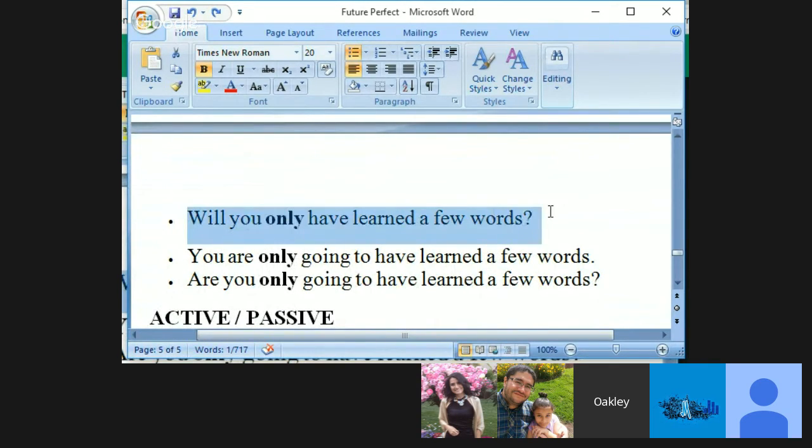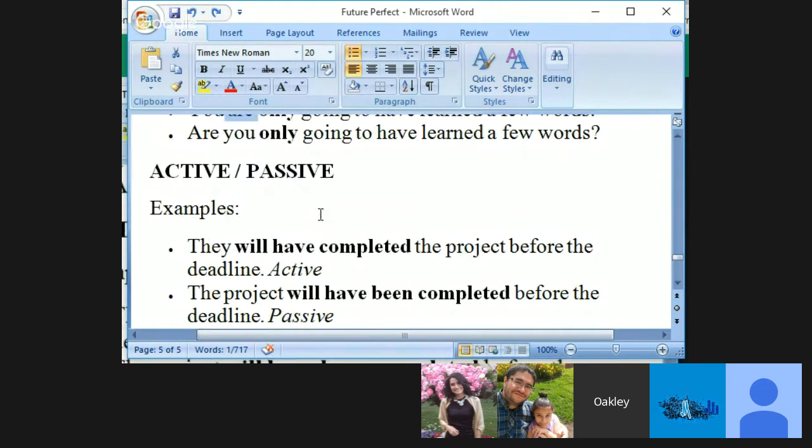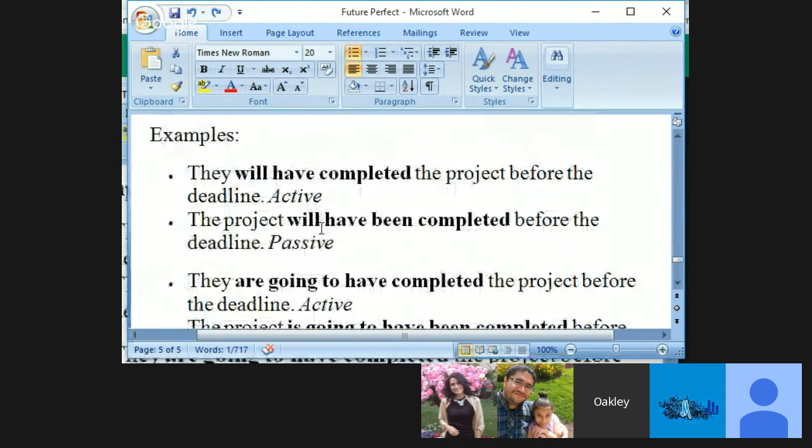Notice the placement in a question. Will you only have learned a few words? All right. Behind the inverted auxiliary and subject noun. All right. Doesn't matter. Same thing with the other form of the future perfect. You're only going to have learned a few words. Same thing, behind the first auxiliary. It's always. Doesn't matter what verb tense it is. Adverb belongs behind the first auxiliary. Exactly where you put not.